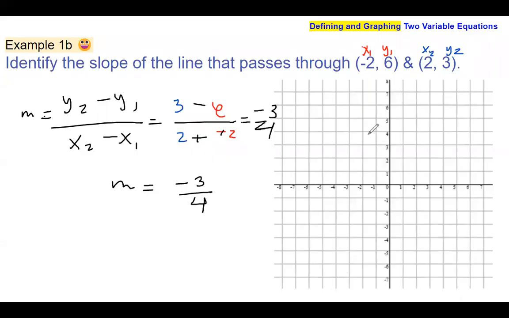-2, 6 right here, and 2, 3. Let me create that line. Now, whenever I do that, I'm going to fall this time. How many steps? 1, 2, and 3. So therefore, I have my -3. I'm going to run to my right: 1, 2, 3, and 4. So we have it check marked. Raise your hand if you got that.